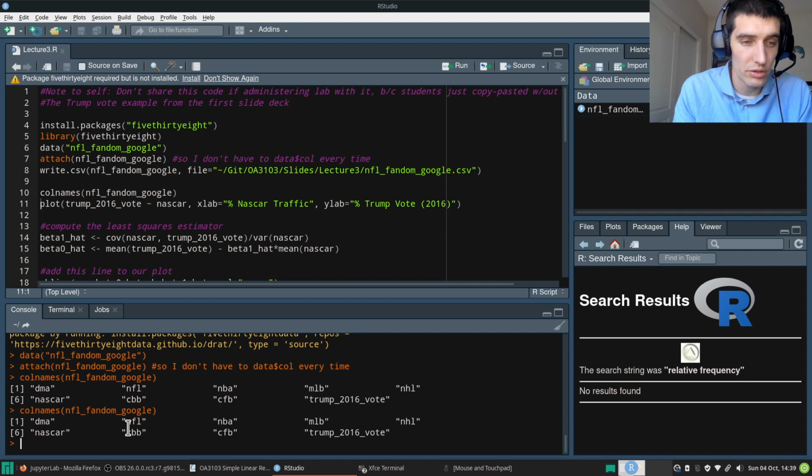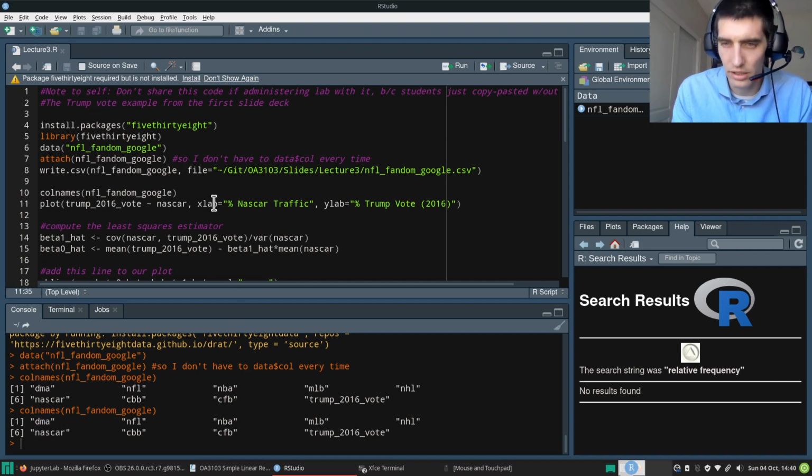Recall in the lecture, we've only used a few of these. We used NFL, NBA, MLB, and NASCAR. So there are more columns in here from before, but remember this is the percentage of Google search traffic for different regions. DMA is the designated metropolitan area, so it's the name of the city or region that the data pertains to.